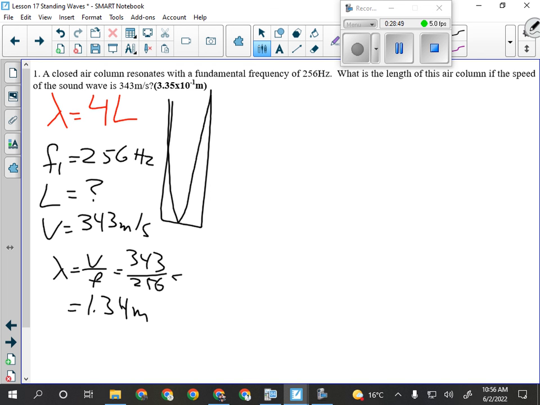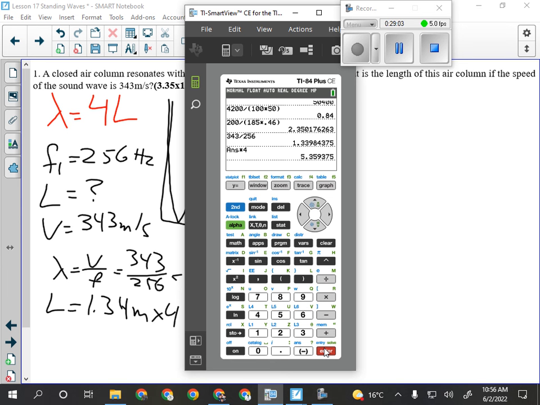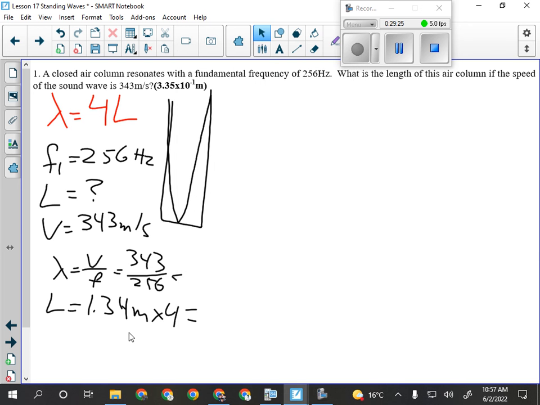But I'm going to keep all my decimals there. All right, now I should be able to find the length of the column, by simply taking my wavelength and multiplying by 4. So times 4. Okay. Dividing by 4, not multiplying by 4. Okay. Can I go home yet? No? Okay. All right, there we go, 0.335. Been that kind of day. All right, everybody okay with that one?